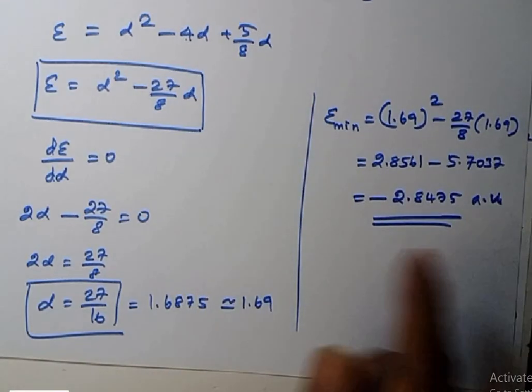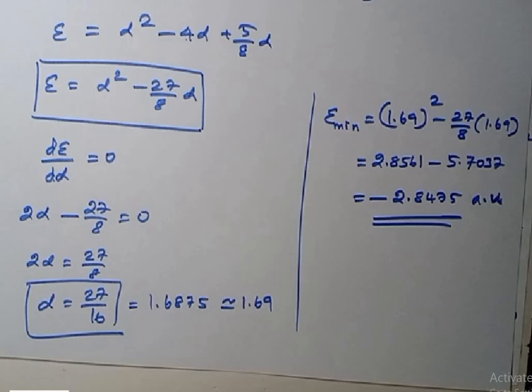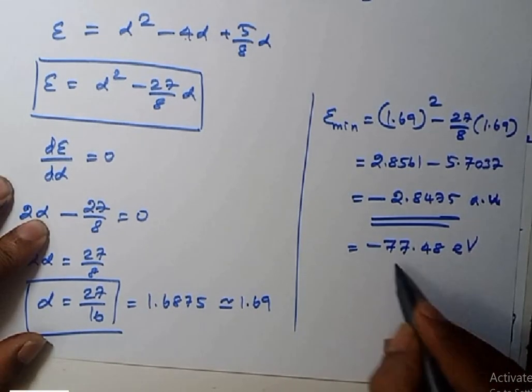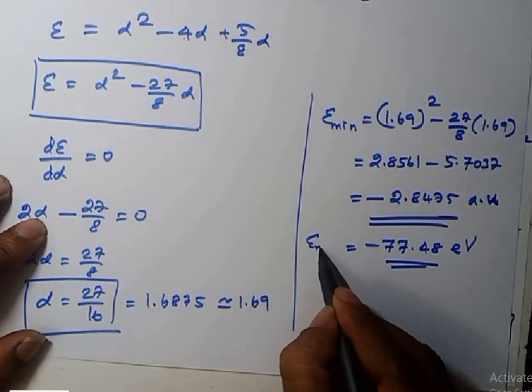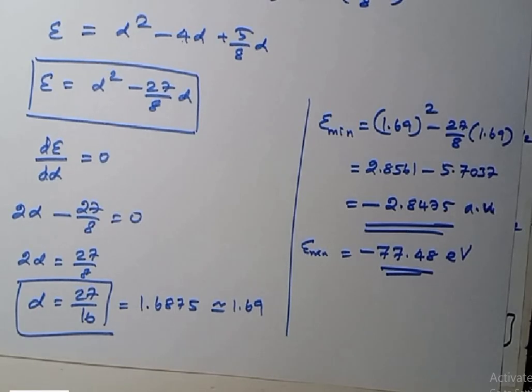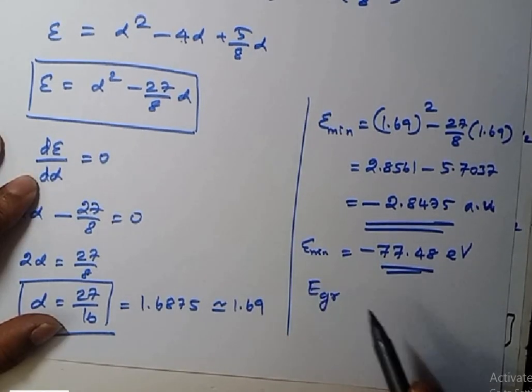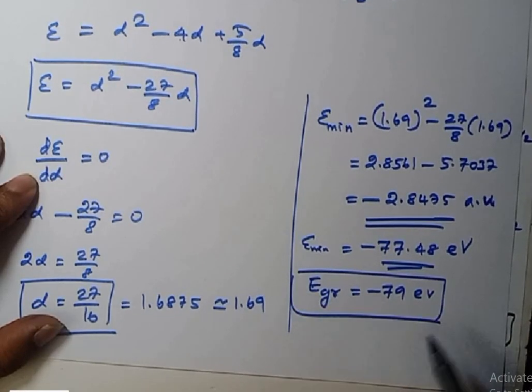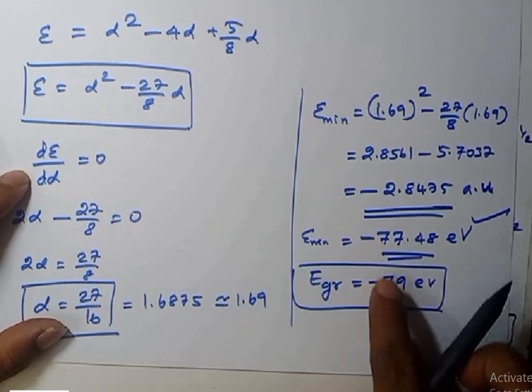Now, this is in atomic units. If you convert into electron volts, multiply this value by 27.21: 2.8475 into 27.21. I am getting the answer as minus 77.48 electron volts per atom. This is the minimum energy, or ground state energy, calculated using the variation method. But what is the actual ground state energy? The actual ground state energy for the helium atom is minus 79 electron volts, or minus 78. But anyway, the values are very close, correct?